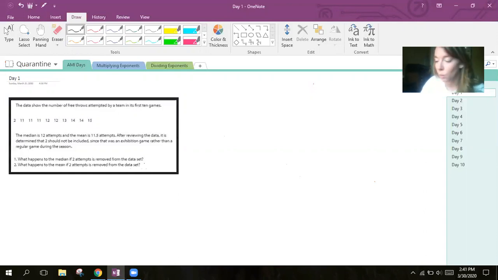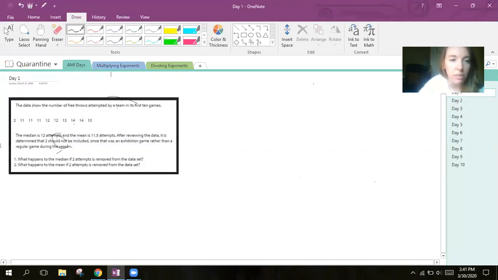This is AMI day 1. So hopefully y'all have gotten to that before now, and this is just going to be a review. If not, then you can work through this question with me. So let's look at it. It says the data shows the number of free throws attempted by a team in its first 10 games. So all of these numbers right here represent free throws attempted during some basketball games.